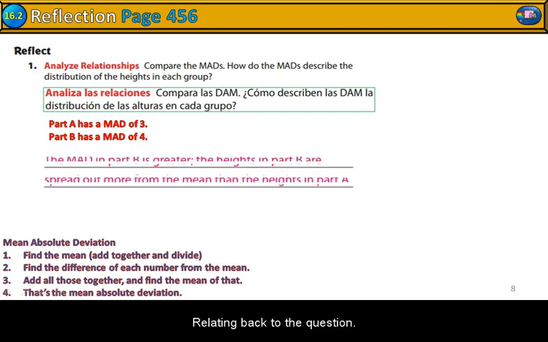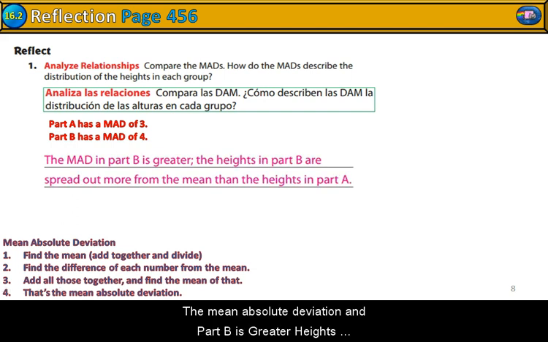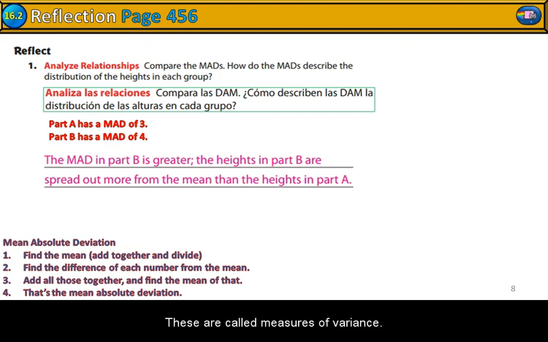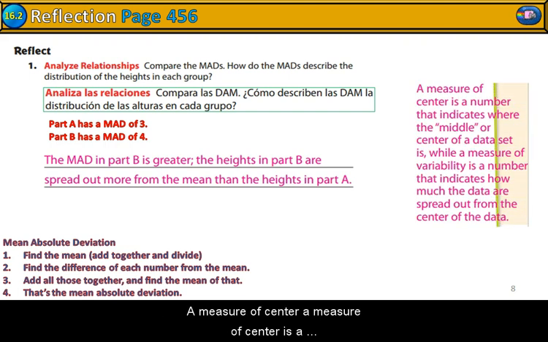Relating back to the question, the mean absolute deviation in part B is greater. The heights in part B are more spread out than the heights in part A. These are called measures of variability. A measure of center is a number that indicates where the middle or center of the data is, while a measure of variability is a number that indicates how much the data are spread out from the center of the data.